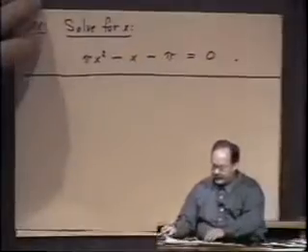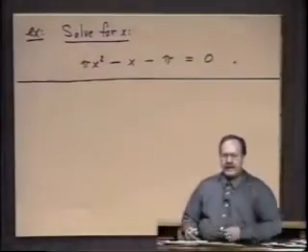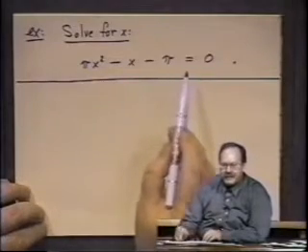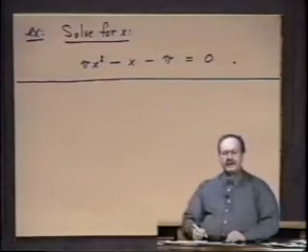Now let's go ahead and look at a problem a little more directly related to what we're doing. Here's a quadratic equation. Pi x squared minus x minus pi equals 0. Solve for x. I'll be back.